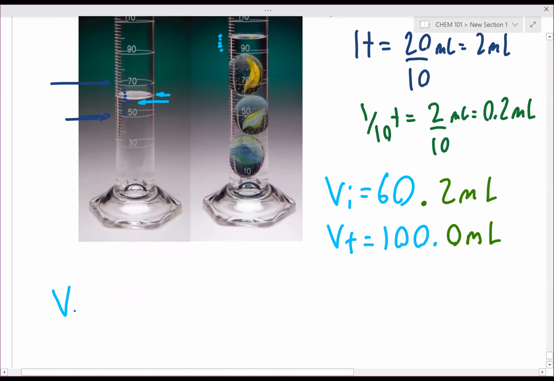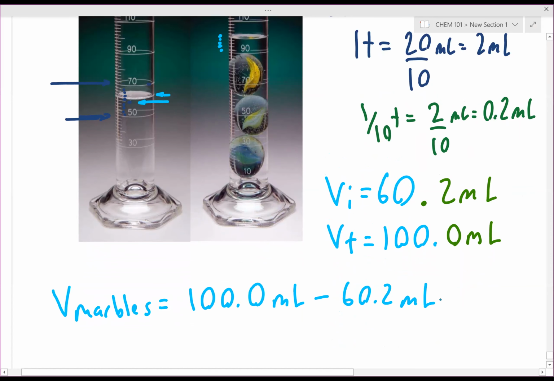So the volume of our marbles is equal to 100.0 milliliters minus 60.2 milliliters. Now, following sig fig rules, what do we care about here? Decimal places. And how many decimal places should our answer have? 1. Perfect. So let's break out our calculators.